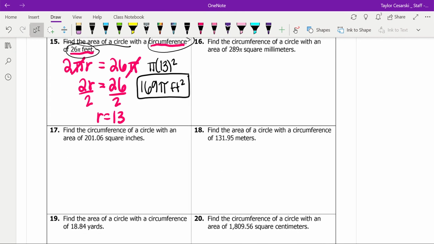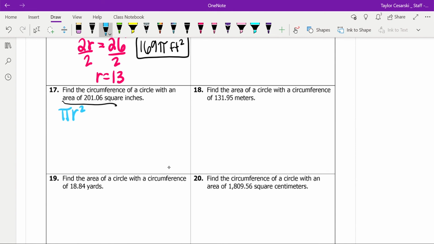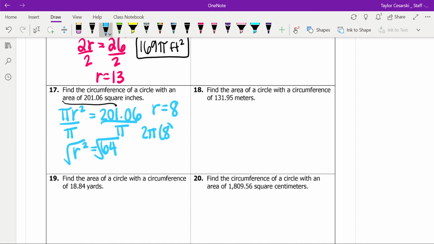All right, find the circumference of a circle with an area of 201. I'm given the area, so pi r squared equals 201.06. I can divide both sides by pi. R squared equals 64. Take the square root of that, and r equals 8. Once I have my radius, then I can find my circumference. 2 pi times 8. I'm just going to simplify 2 times 8 to give me 16 pi inches.